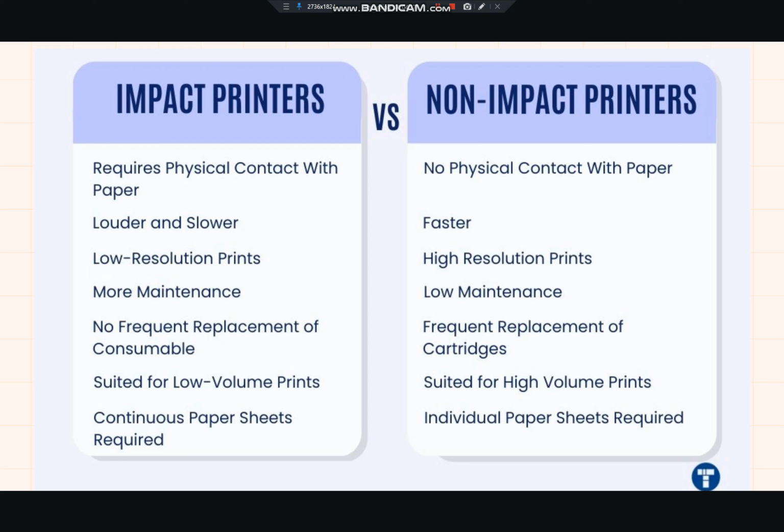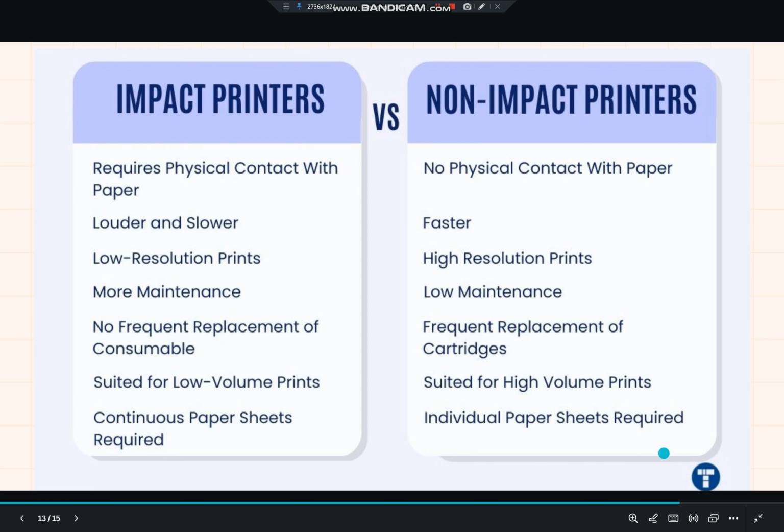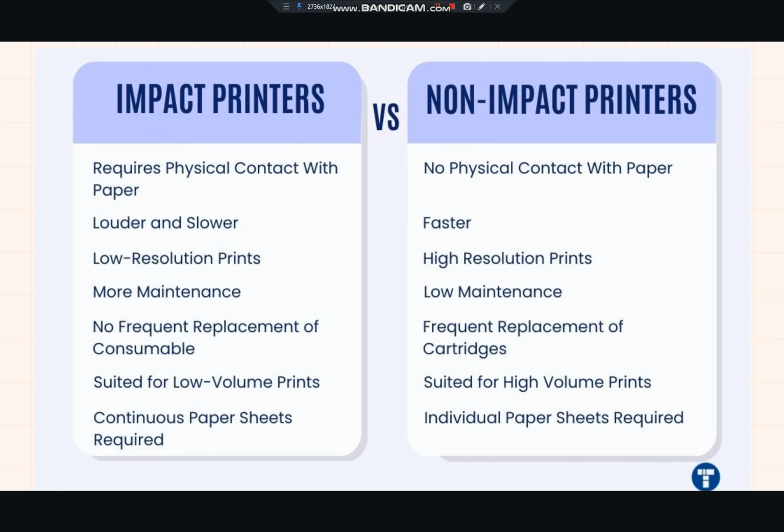If I need to do frequent replacement, impact printers don't have it. However, we need replacement of the cartridge in non-impact printers. Impact printers are suited for low volume prints. However, if you want to go with high volume prints, opt for a non-impact printer. Impact printers need a continuous paper sheet, while individual paper sheets are required in the case of non-impact printers.